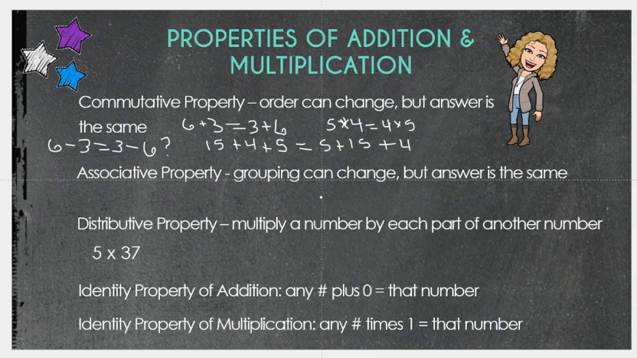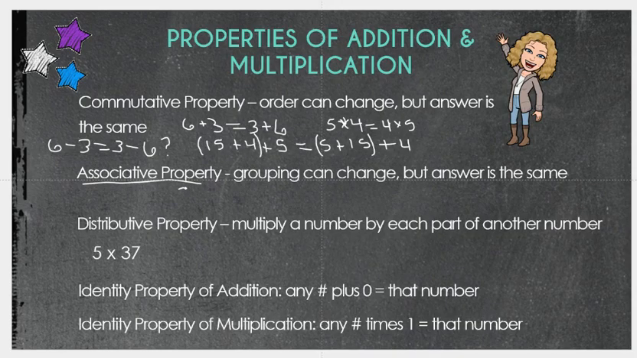The associative property, moving on, says grouping can change, but the answer is the same. So if we looked at this prior example, we could say, I'm going to add 15 and 4 first and get 19, and then add on my 5 to get 24. Or I could group these numbers this way to make it a little easier mentally. I could group them and do 15 plus 5 first and get 20, and then 24. So this is just saying we can change around the grouping. We're still going to get the same answer.